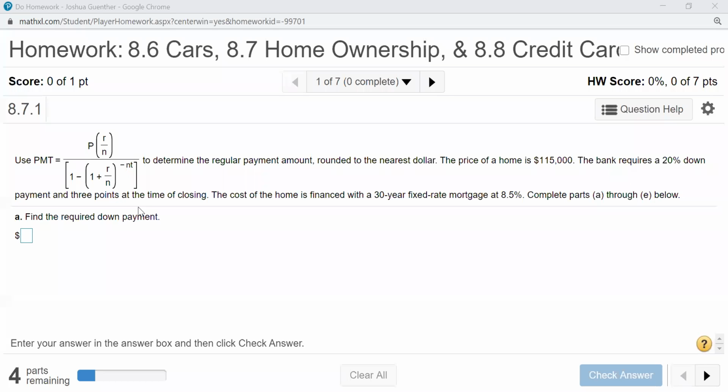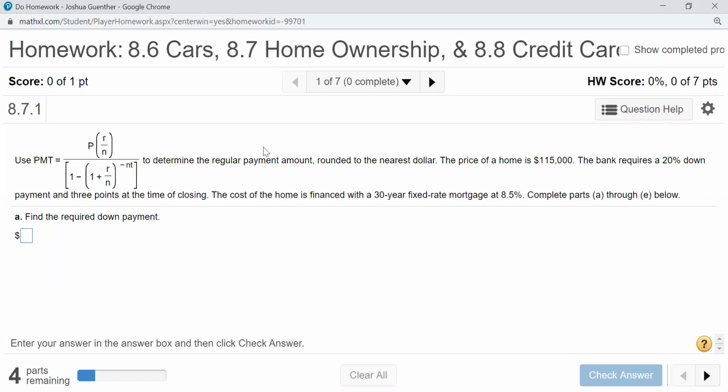So let me pull up the last homework assignment. Let's work one that involves us finding out some things about a home. Now here we're going to use this formula to calculate the payment. This time though, it has the negative exponent in it, which is what we want.